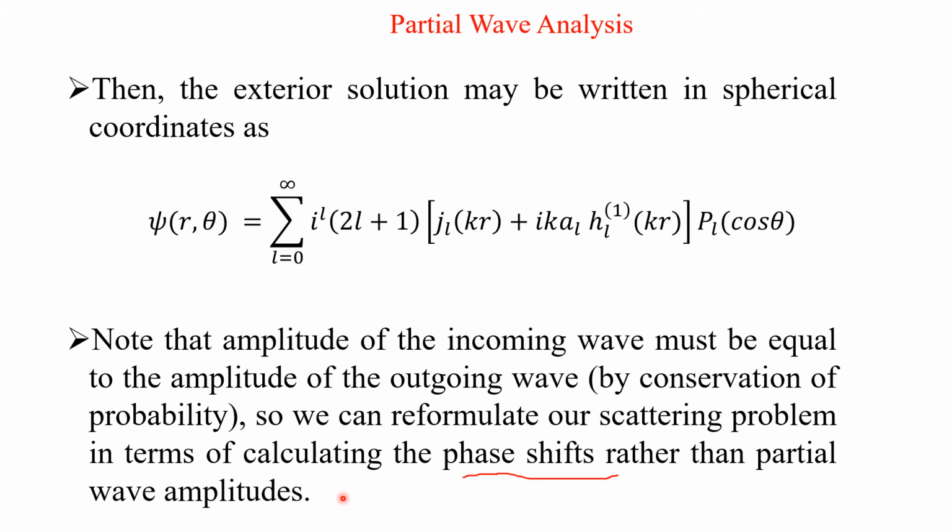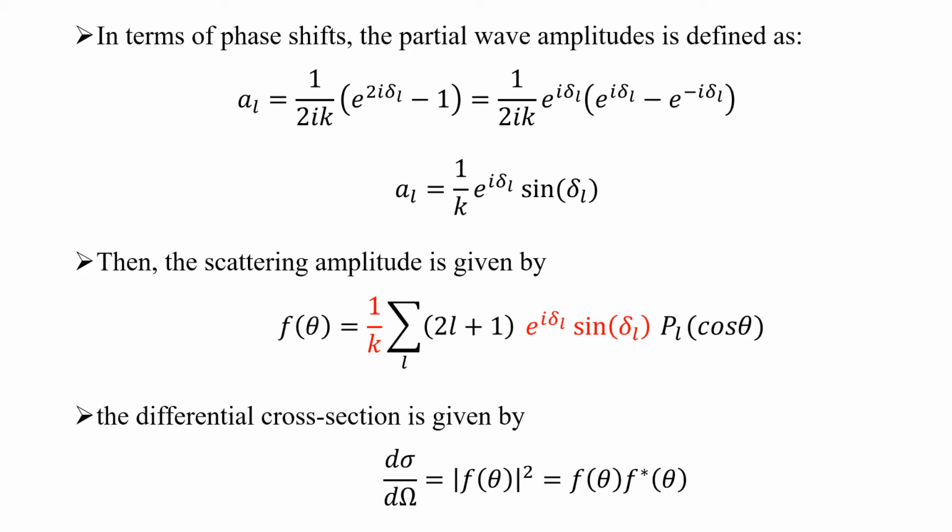We will take the amplitude of the incoming wave and the outgoing wave to be the same. Only there is a difference in the phase factor. So now we are reformulating our problem in terms of phase shift. The partial wave amplitude is defined as a_l equal to 1 over 2ik, into e power 2i delta_l minus 1. This delta_l is the phase shift of the lth partial wave.